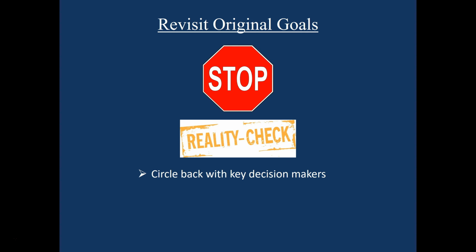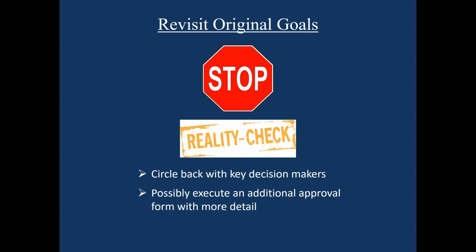So this is a time to circle back with key decision makers and make sure nothing has changed. You might even execute an additional approval form, this one with much more detail since you now know the specific location, size, and other lease terms. If you're the key decision maker, then review the reasons you started this search and make sure you reach the same conclusion. Above all, have confidence that you want to move forward.